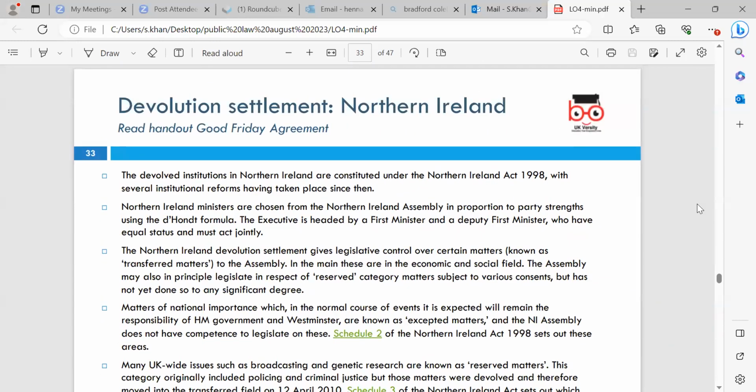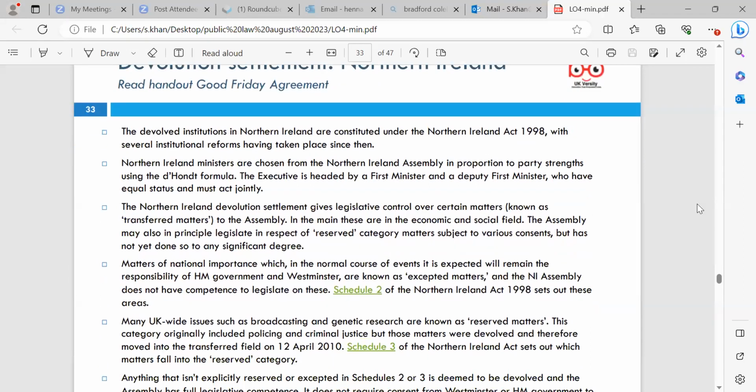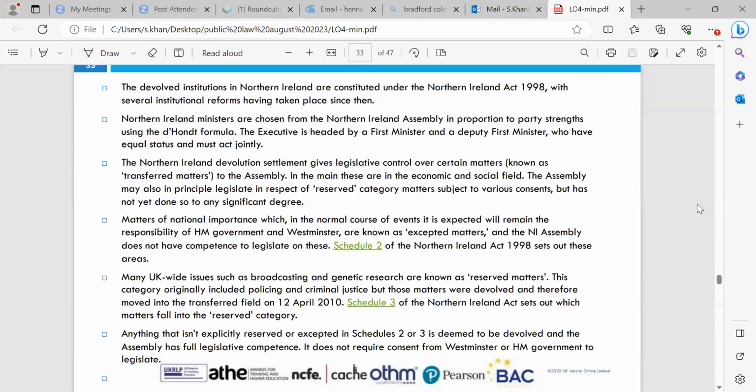Devolution settlement, Northern Ireland. Here you would need to go on to Moodle and read the handout called Good Friday Agreement. Okay, so have a look at that in your own time. A lot of the additional resources that are on Moodle will help you with your assignment areas.